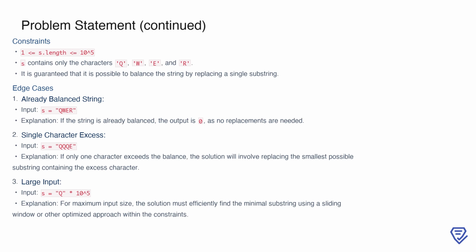Let's consider a few edge cases. First, if the string is already balanced, like QWER, the output is 0 since no replacements are needed. Next, if there's only a single character in excess, such as in QQQE, the smallest substring containing the excess character must be replaced. Lastly, for a very large input, such as a string consisting of 100,000 Qs, an efficient approach like a sliding window is necessary to identify the minimal substring to replace within the constraints.